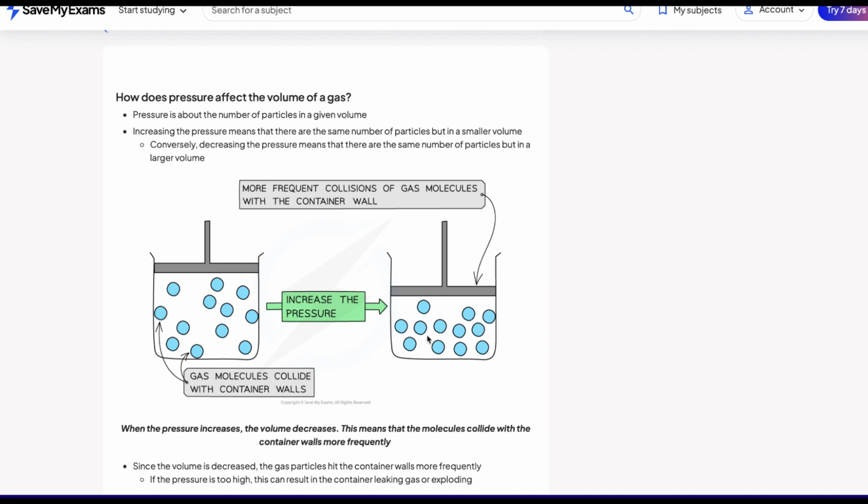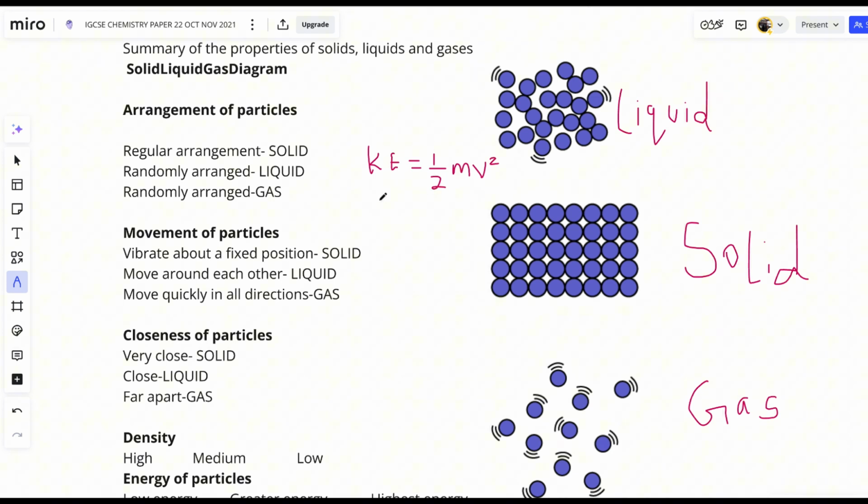When the volume is halved or reduced, you can see that the particles are very close, so they can easily hit themselves. And the more the particles hit themselves and the walls of the container, the higher the pressure. Because the more collisions, the more force over area, and pressure is simply force over area.